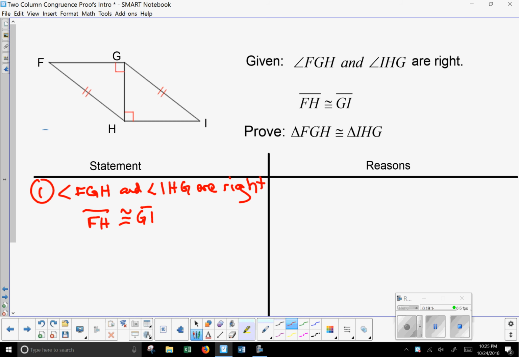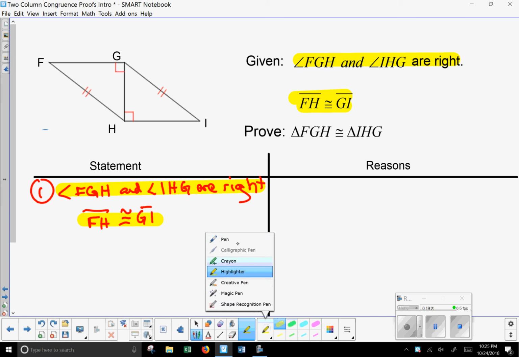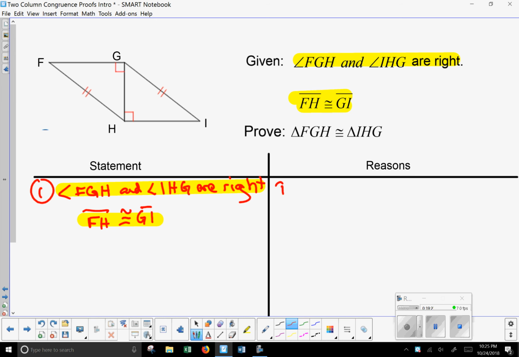Okay, where did that come from? That was my given information. So that is what goes in my first statement. What is the reason for writing that? Because it was given. Okay, what did we do next in our proof? Well, on a previous screen, when we looked at this without the two columns, we brought up the fact that, hey, we've got segment GH that is congruent to segment GH, and that was by reflexive.